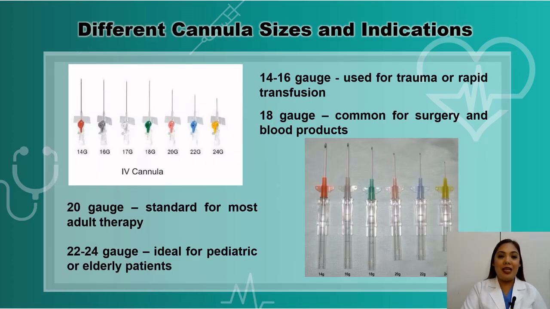Here are different cannula sizes and their indications. 14 and 16 gauge are used for trauma or rapid transfusion. 18 gauge is commonly used for surgery and blood products. 20 gauge is standard for most adult therapy, and 22 to 24 gauge are ideal for pediatric or elderly patients.